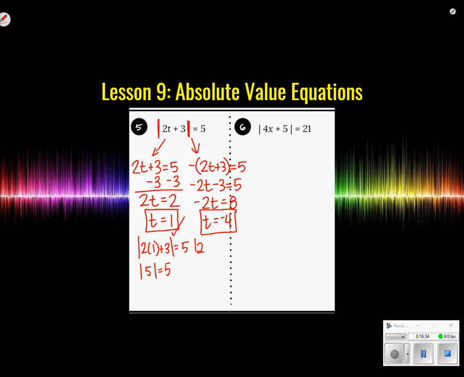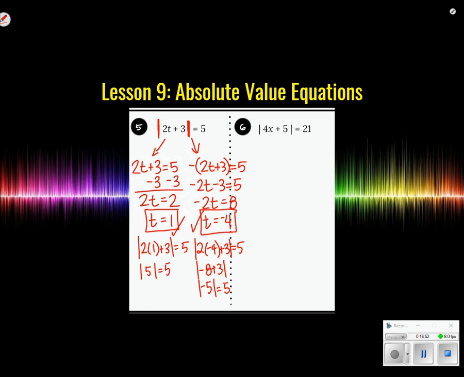2 times negative 4 plus 3. Does it equal 5? 2 times negative 4 is negative 8. Negative 8 plus 3 is negative 5. The absolute value of negative 5 equals 5. So that one checks out too.